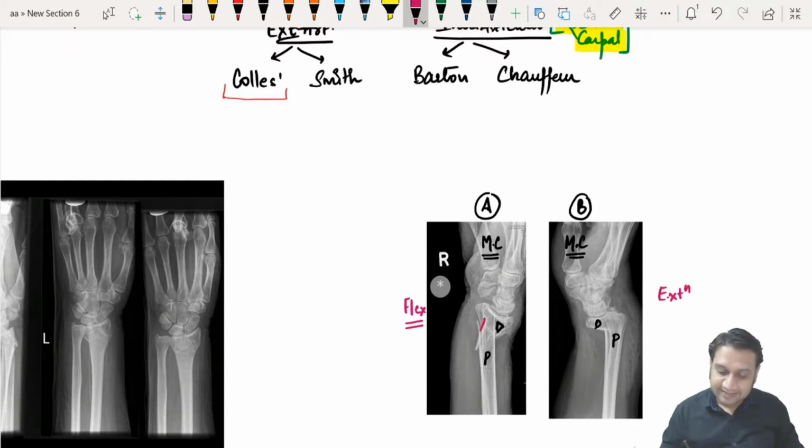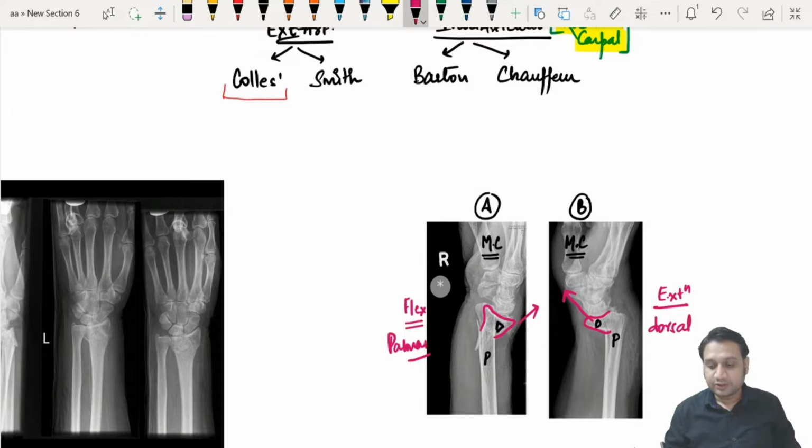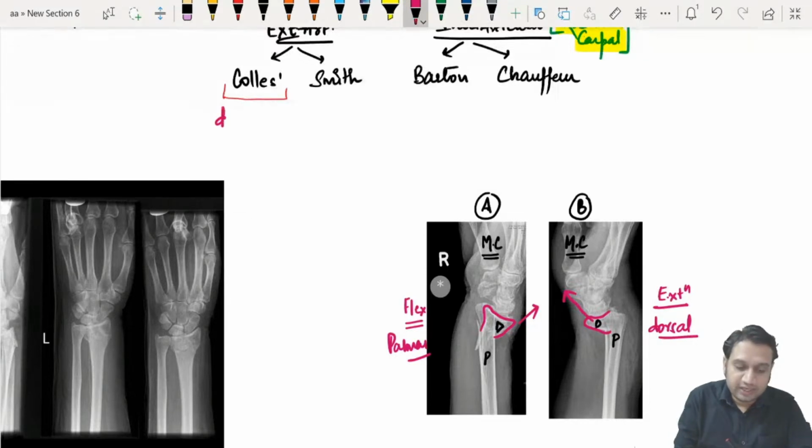If you see X-ray A, here the distal fragment is moving on the dorsal side, that means towards the extensor side, and here the distal fragment is moving towards the flexor side, palmar side, right? Flexor means your palmar side, this side, and extensor means the dorsal side, this side, back side. So what happens in Colles? In Colles, there is a displacement which is on the dorsal side, right? So Colles will have a dorsal displacement.